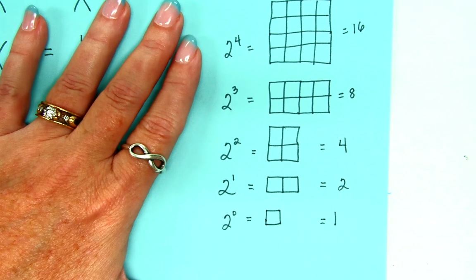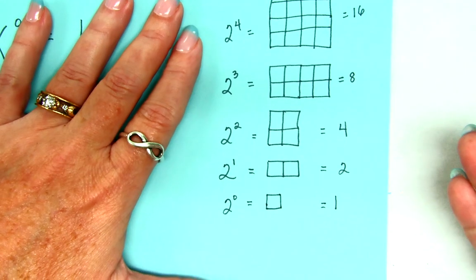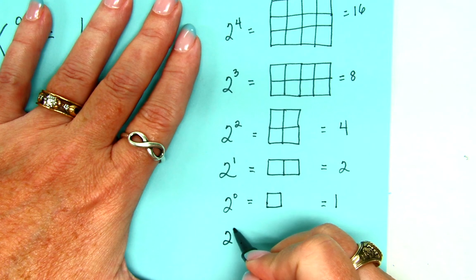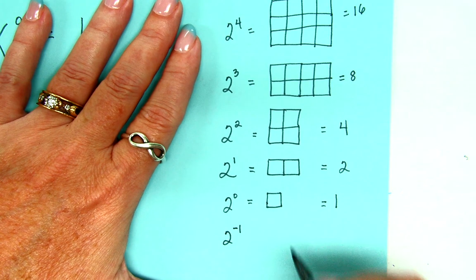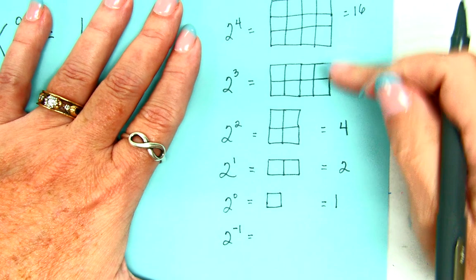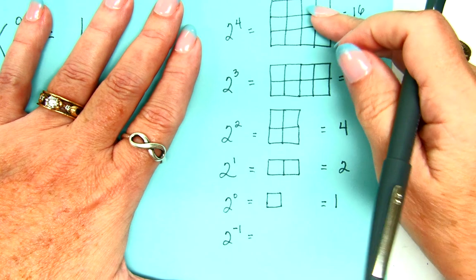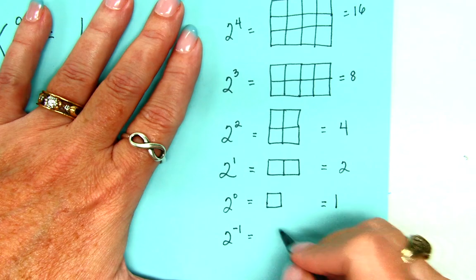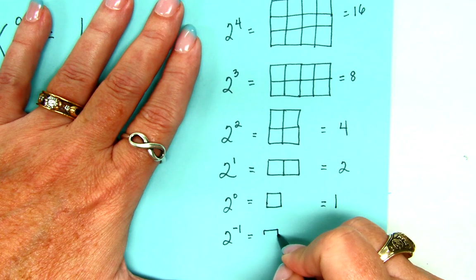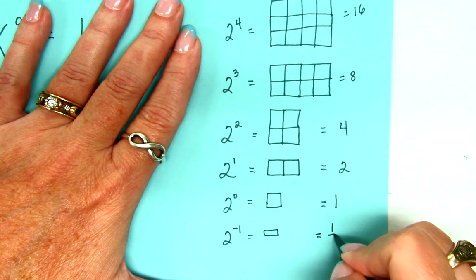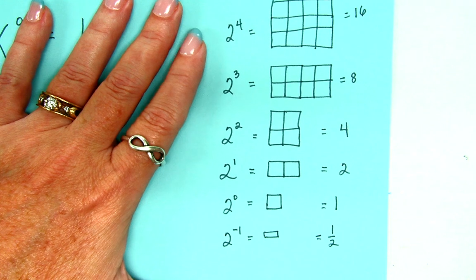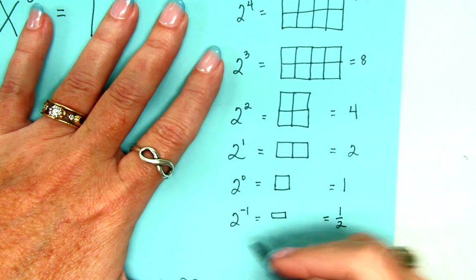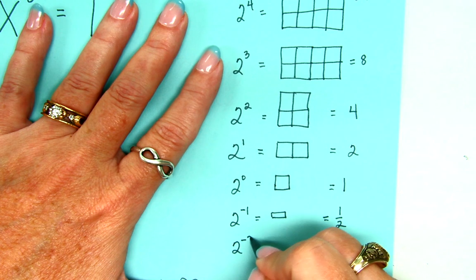Does that make sense? Can we keep that pattern going? What would be the next one right here? -1, right? And if this was 16, and this was 8, and this was 4, and this was 2, and this was 1, what should this one be? Isn't it half of that block? So wouldn't that be a half? Let's go one more. Wouldn't that be -2?